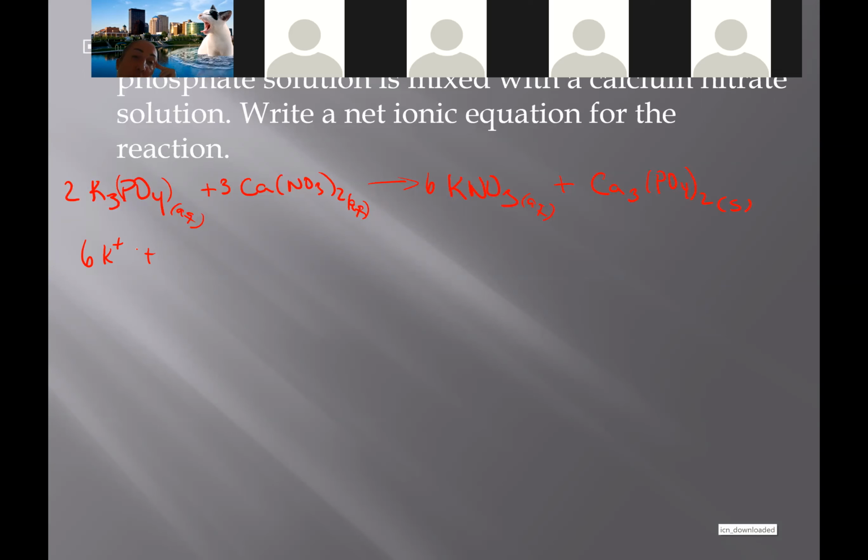Do I have to go in order? Yes, we read from left to right, Kennedy. So go in order, please. 2 phosphate minus 3. Okay, so 2 PO4 3 minus. Okay, next. Plus 3 calcium. 3 calcium what?